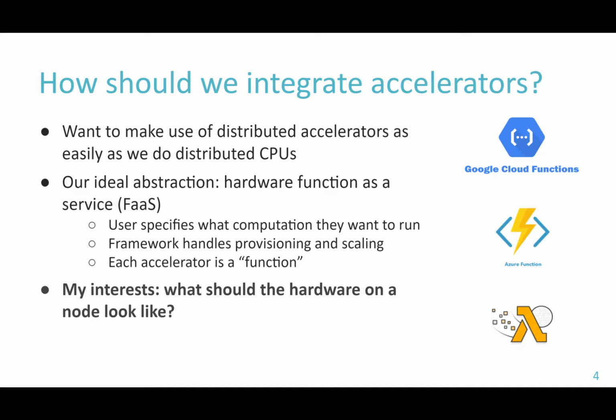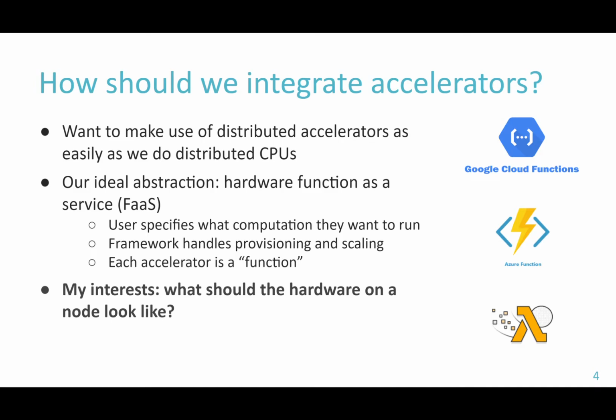The nice features include the fact that the users specify what computation they want to run, but the framework handles provisioning and scaling. We would like this for accelerators. In this case, each accelerator is a function. So the user specifies what accelerator code to run, but doesn't have to deal with the provisioning of the accelerator instance, and the framework will automatically provision more instances if needed.